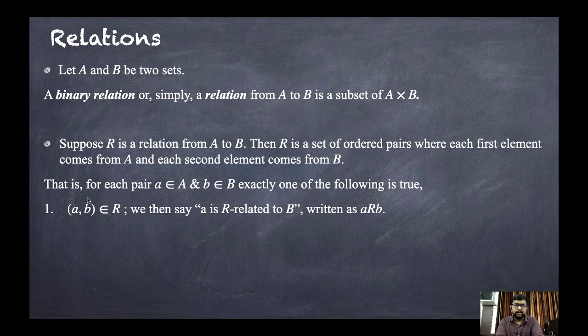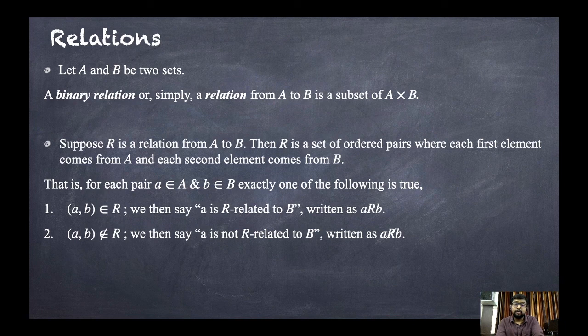Now we say that a is R related to b, and it is written like this, a R b. So it means that a is related to b, or a is R related to b. And second, (a, b) does not belong to R. Then we say that a is not R related to b, and it is written as a, with a slash through R, b. So a relation is a subset of A cross B, a subset of the Cartesian product of two sets.